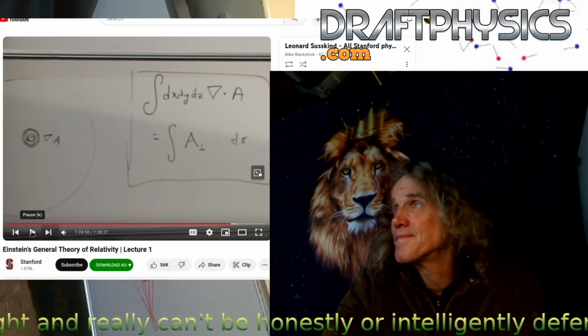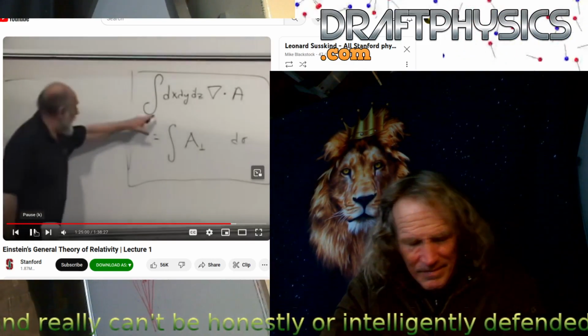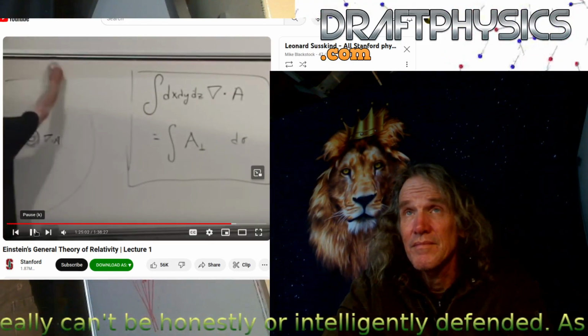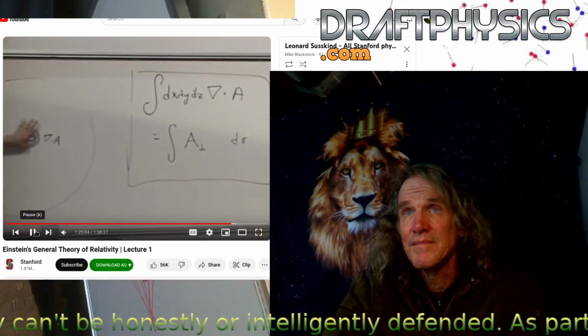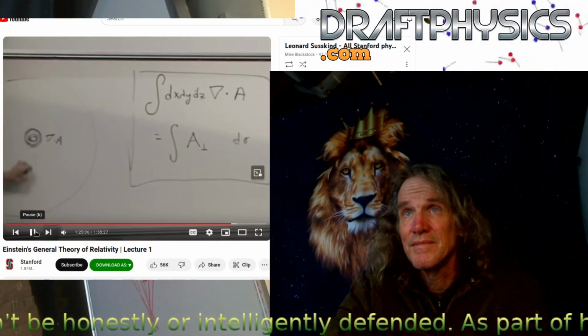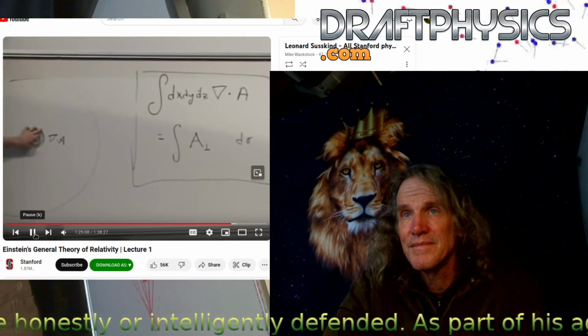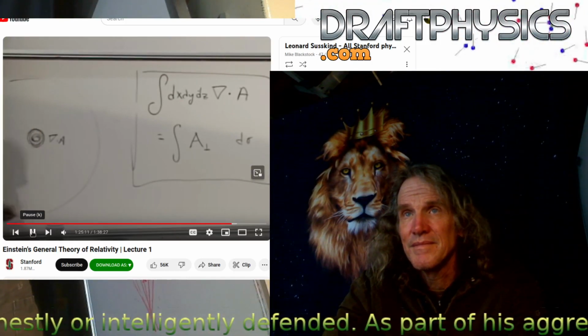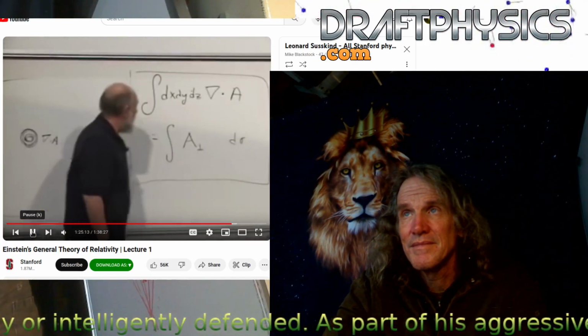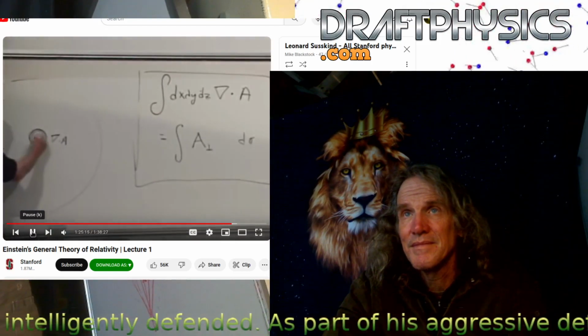Whatever it is, this integral doesn't depend on the radius of the sphere, as long as this outer sphere is bigger than this region. Why? Because the integral over the divergence of A is entirely concentrated in this region here.